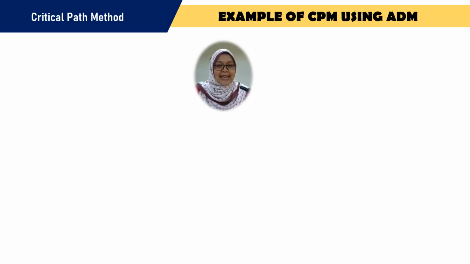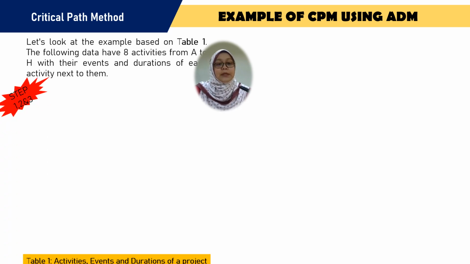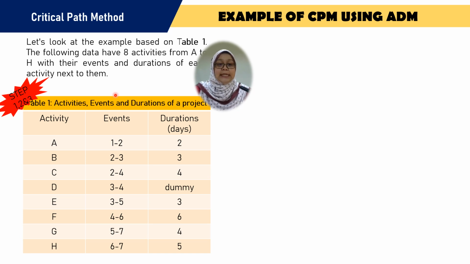Have you understood CPM? No worries. I will show an example of CPM by using ADM and PDM. First, we will start the example of CPM by using ADM. So let's look at the example in table 1. This table 1 has activity, event, and duration. So this table has covered our steps 1, 2, and 3.